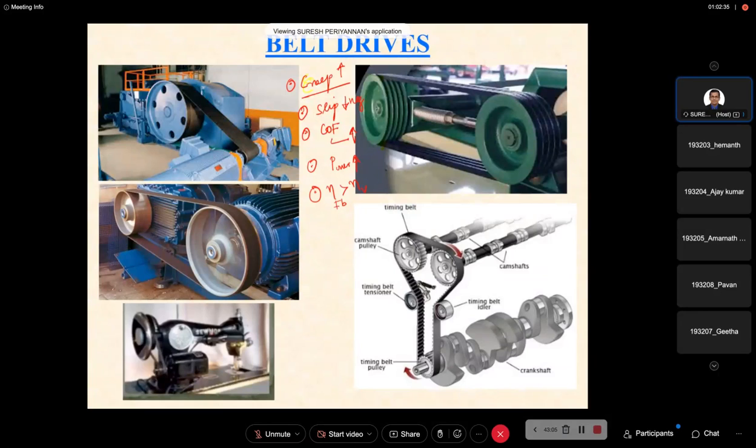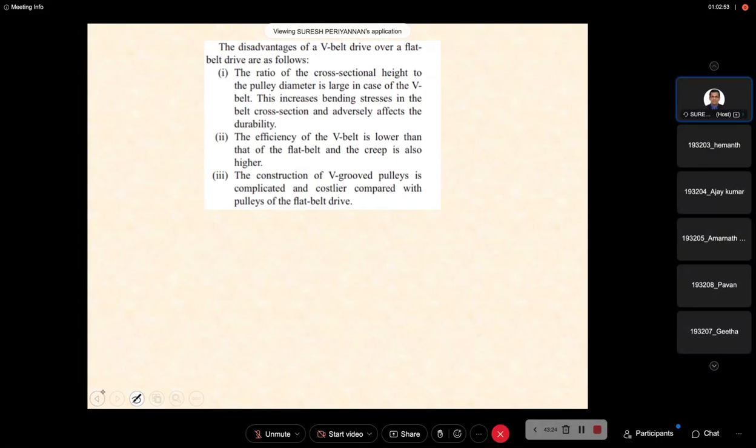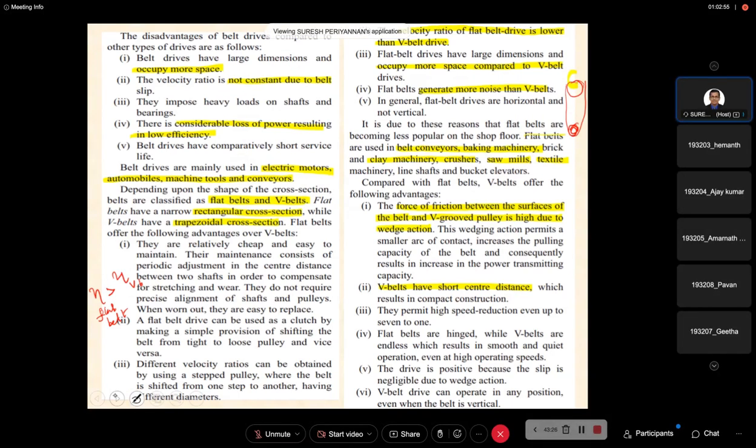Now, complicated design. You may expect this type of question, maybe a comparison between the flat belt and V belt. Now, where are we using the V belt mostly? Some places where we are using V belts.